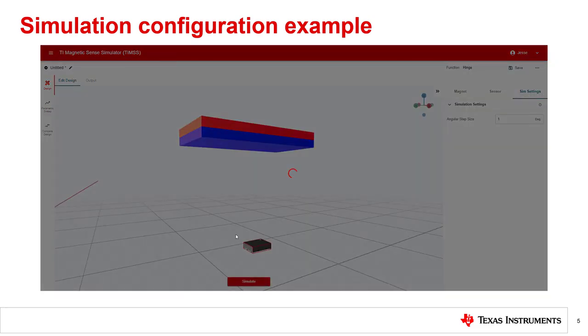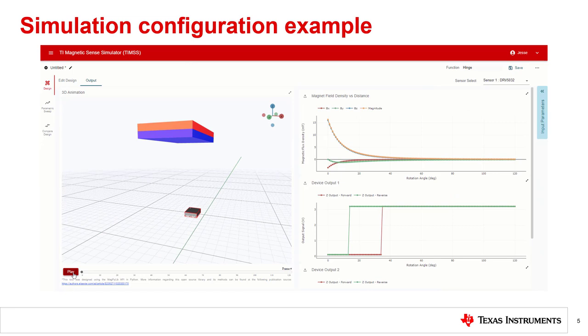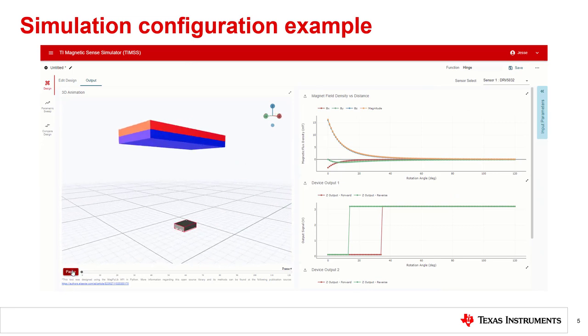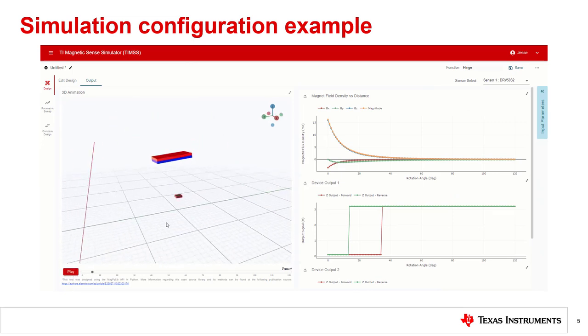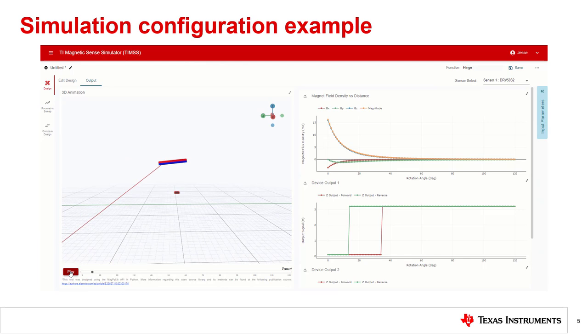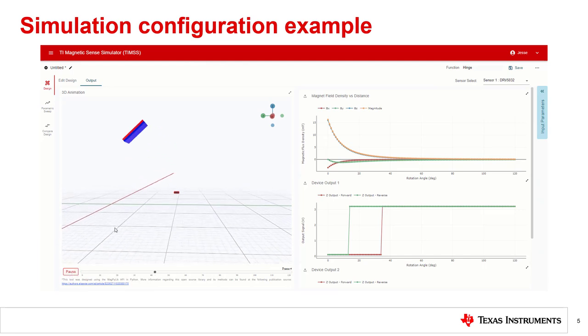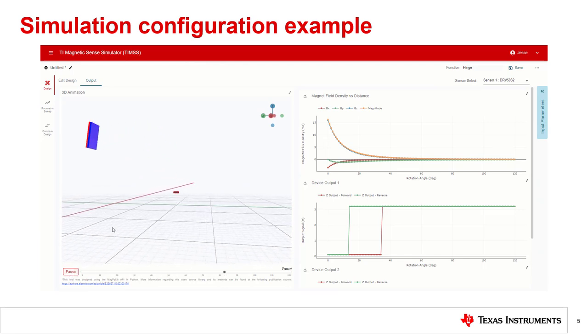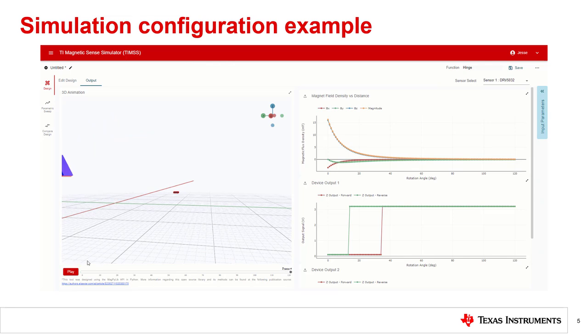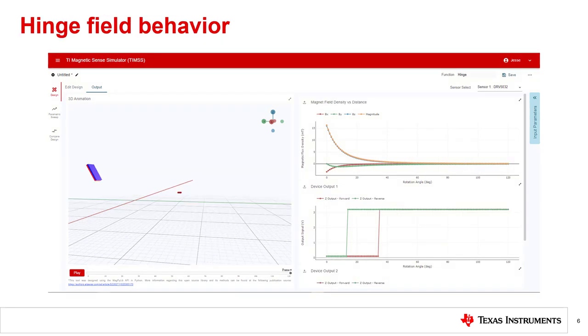We see that when the simulation completes, we can observe the travel of the magnet about the x-axis by clicking play, with the complete magnetic field information plotted on the right. We can see that the field for this type of motion is mainly in the z direction under this alignment, and that the magnetic flux density will decrease as the magnet rotates away from the sensor.